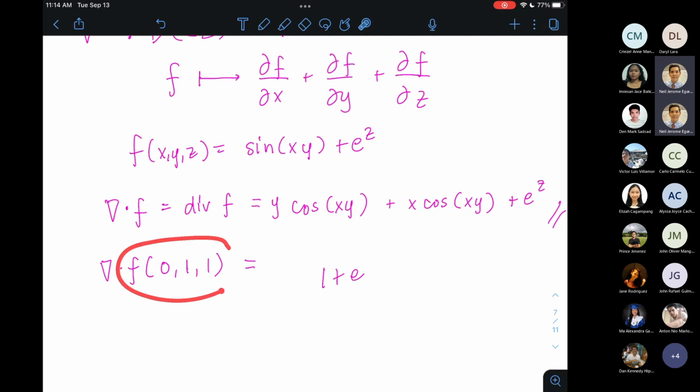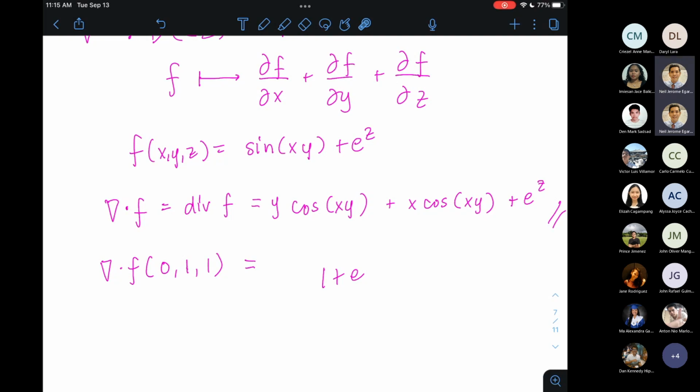Hindi siya nag-work this way, ano? Ito yung gusto kong i-drive at this particular point. Pag meron kang operator followed by a function evaluation, i-perform mo muna yung operator bago ka mag-plug in. It doesn't work the other way around. Hindi ka muna mag-plug in kay f ng 0, 1, 1, saka mo siya ipapasok dun sa operator. What you should do first is get the image of the given function under the operator, and if the answer is a function, then that's the only time you plug in the given thing.